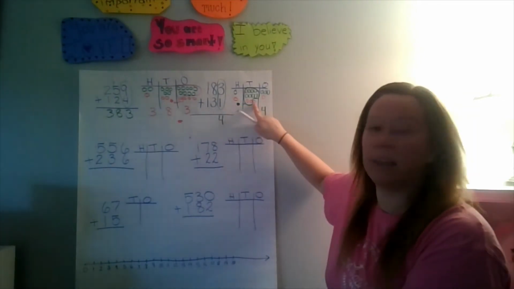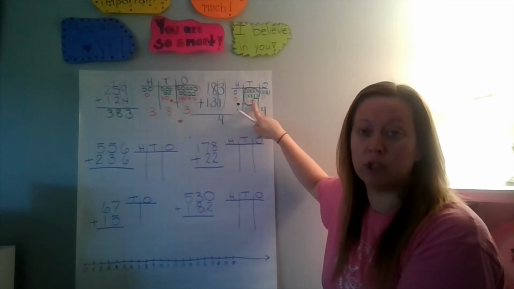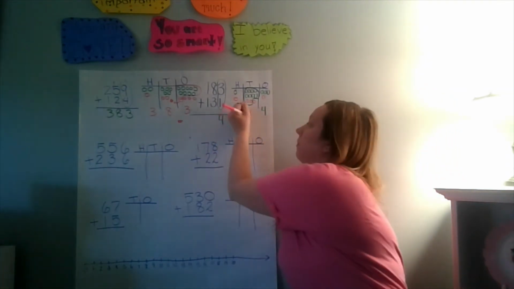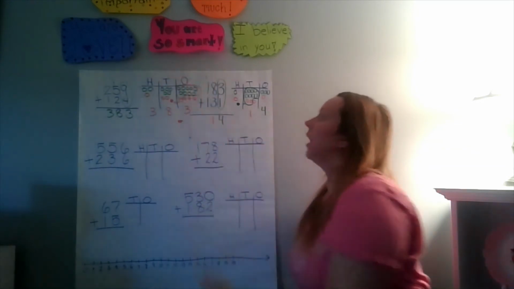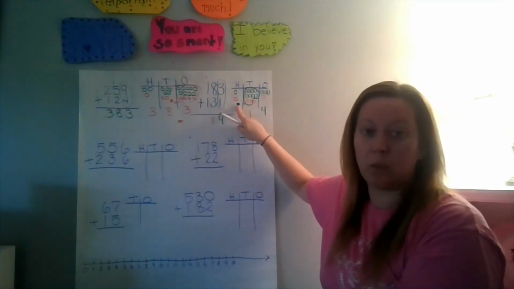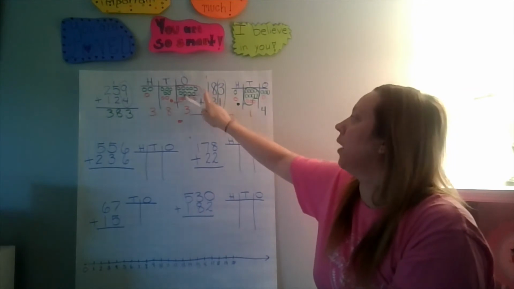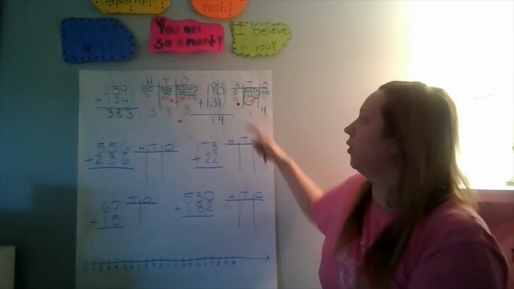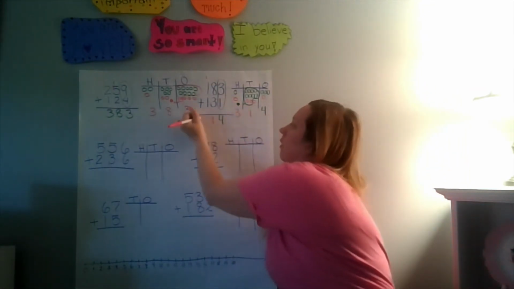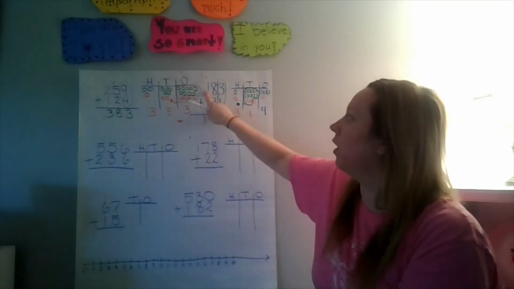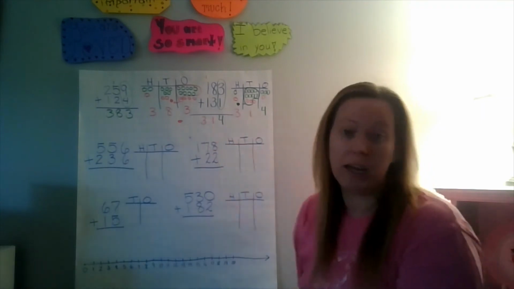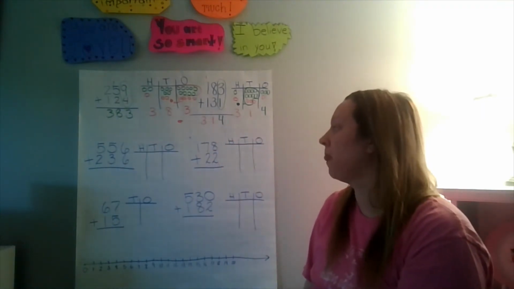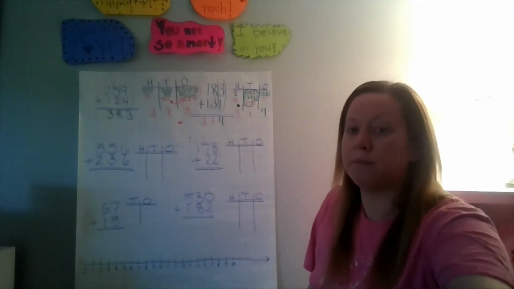So how many do I have left over in my 10's place after I regroup? I have 1. So 8 plus 3, 11. Remember, you put 1 digit and carry the 1, just like we did. We carried the 1 over here. So now 1 plus 1 plus 1. 1, 2, 3. So 183 plus 131 gives me 314. Okay? Now we're going to move over here.